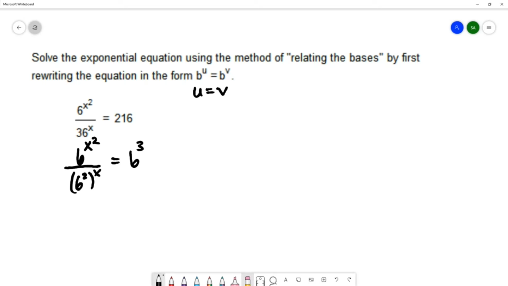And on this portion of the expression, we have 6 squared, an expression with an exponent that is then raised to a power. So there we can use the power rule for exponents. And with the power rule for exponents, we multiply those powers together to get 6 to the 2x.